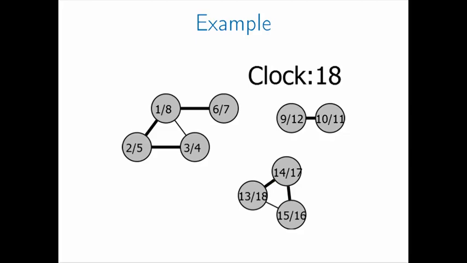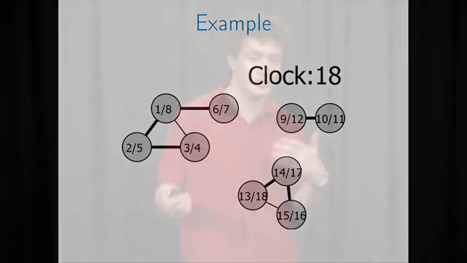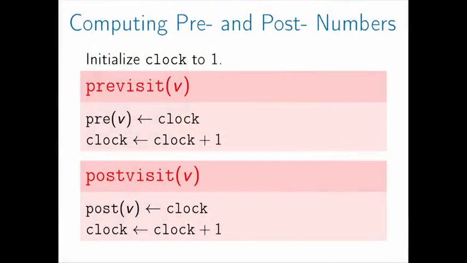We've just assigned the numbers 1 through 18 as the previsit and post-visit numbers of these 9 different vertices. So the way we compute these is actually pretty easy. We just have to initialize our clock to be 1 at the beginning of our depth-first search. And then in the previsit block of our explore, we set the previsit number of v to be this clock value and increment the clock. And for the post-visit block, we set the post-visit number of the vertex to be the clock value and increment the clock. Very easy, doesn't really change the runtime of anything, but allows us to compute these numbers.